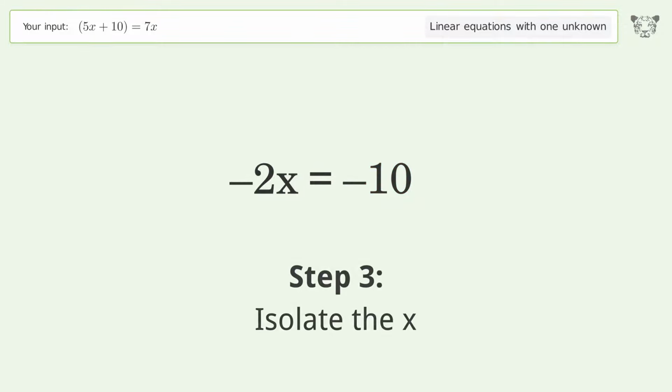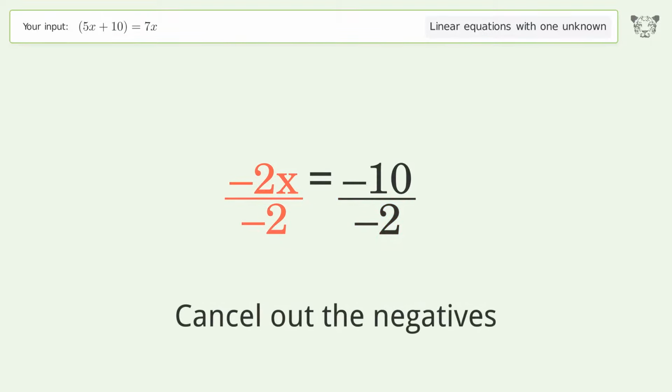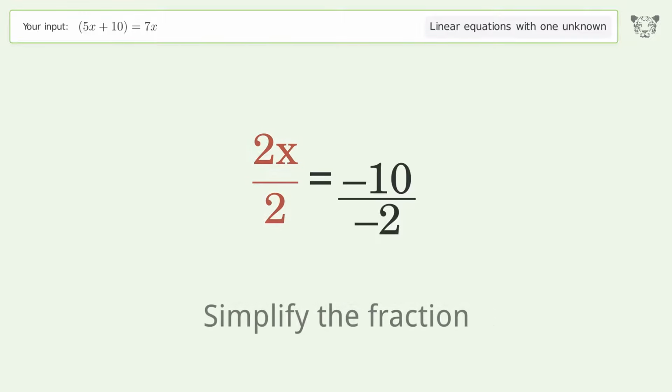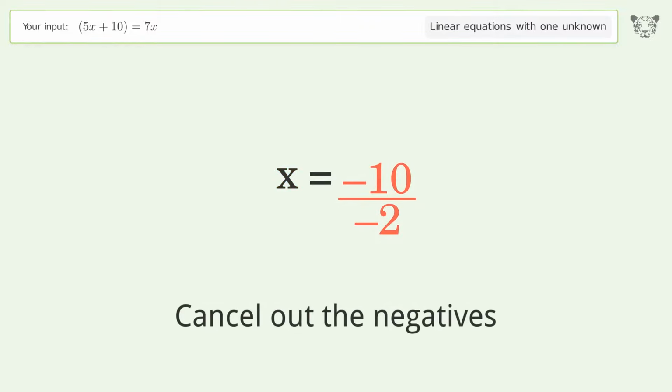Isolate the x. Divide both sides by -2. Cancel out the negatives. Simplify the fraction. Cancel out the negatives.